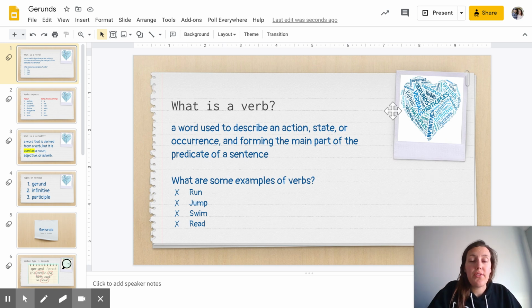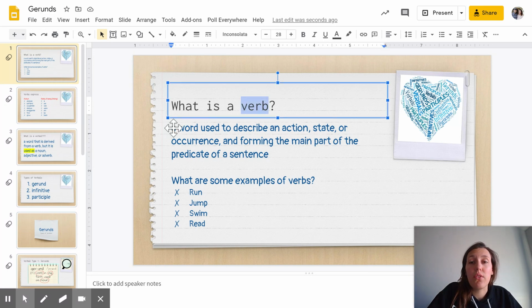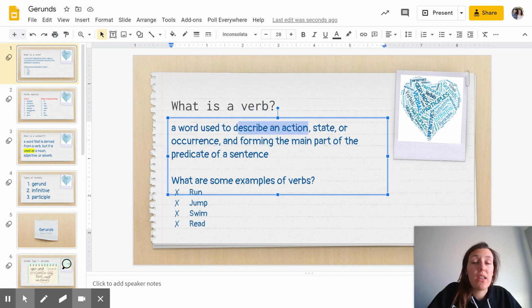All right, in this video, I'm just going to go over the gerunds notes. So first thing we need to talk about is what is a verb. So remember, a verb is a word used to describe an action, a state, or an occurrence, and it forms the main part of a predicate in a sentence. So examples of verbs: run, jump, swim, read. So basically anything you can do is something that's a verb.